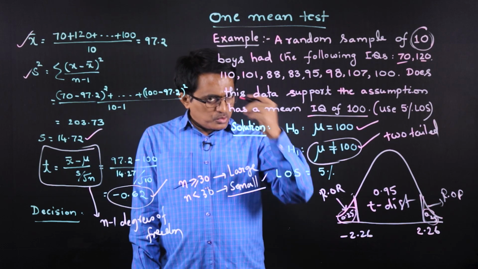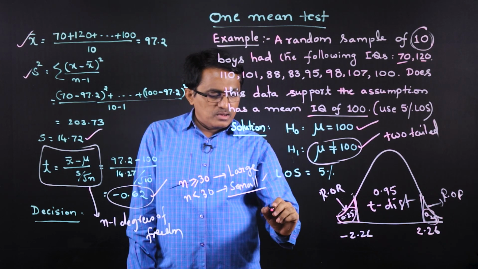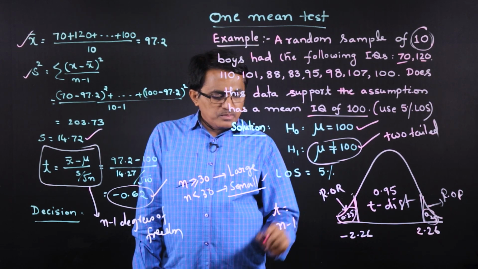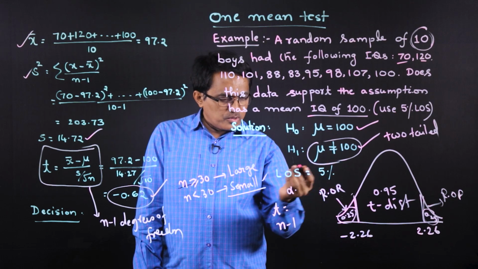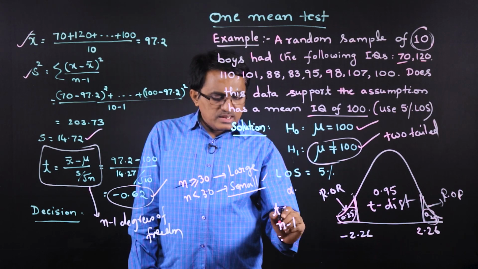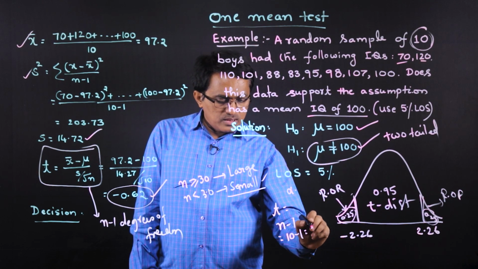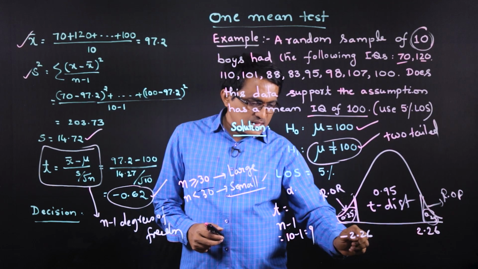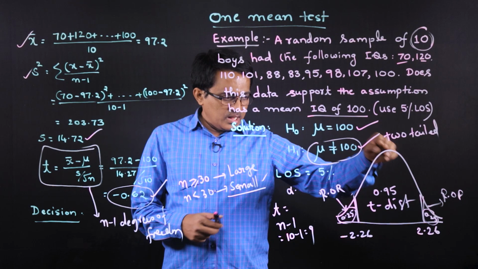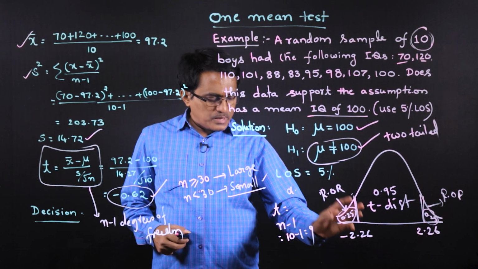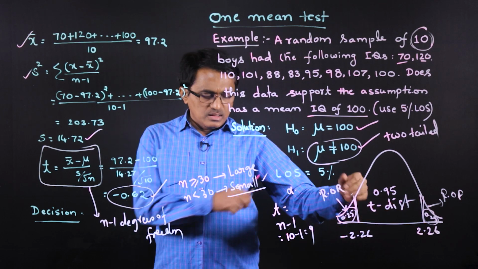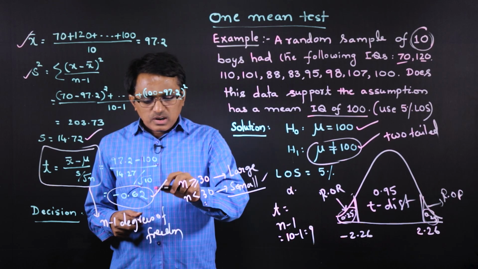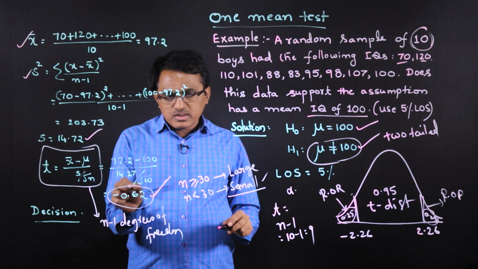Next, we have to go and see the t distribution table, where for n minus 1 degrees of freedom and given alpha equal to 0.05 by 2, n minus 1 is called the degrees of freedom. In this case it is 10 minus 1, that is 9 degrees of freedom. So, from the t tables we get 2.26 as well as minus 2.26. The region of acceptance lies between minus 2.26 and plus 2.26, and the rest of the region comes under the region of rejection.